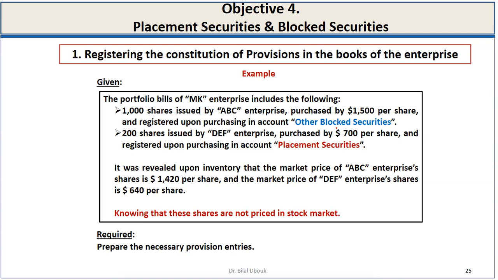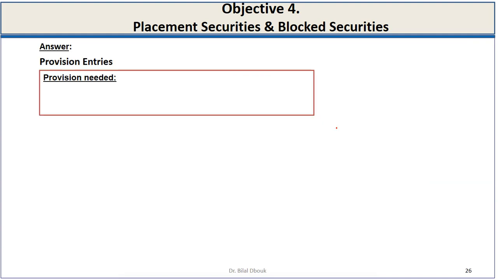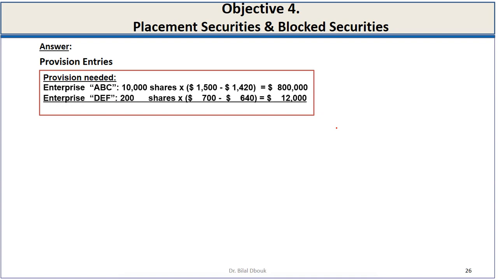If you know that these shares are both not priced in the stock market, it means that they are evaluated based on their expected sale price in the market. We have to record the necessary provision entries. So I have to calculate the provision needed for each type of securities. For Enterprise ABC, I have 10,000 shares. I have the difference between the purchase price and the inventory value, which is 1,500 minus $1,420 per share, equal as a total of $800,000 as a provision needed.